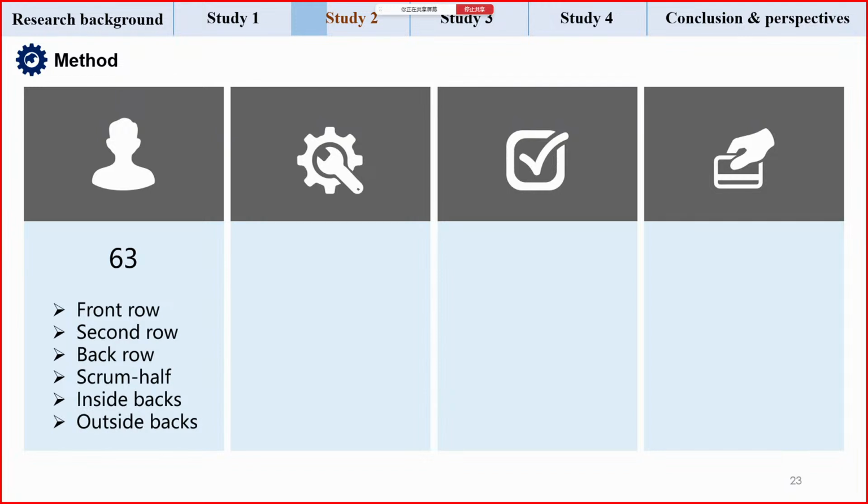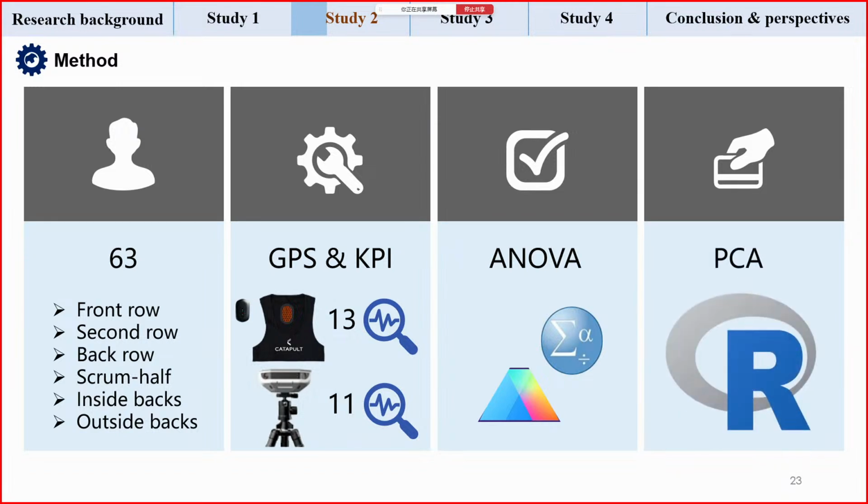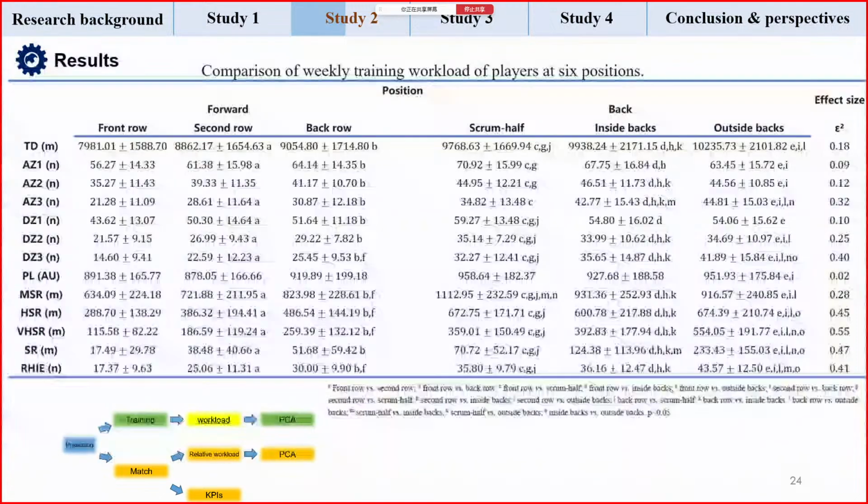In this study, 63 players were divided into 6 groups, with 13 GPS metrics and 11 KPI involved. ANOVA was conducted and the PCA was performed using R software. Regarding the comparison of weekly training workload of players at 6 positions during in-season, among forwards, back row players had the highest workload except for the player load.